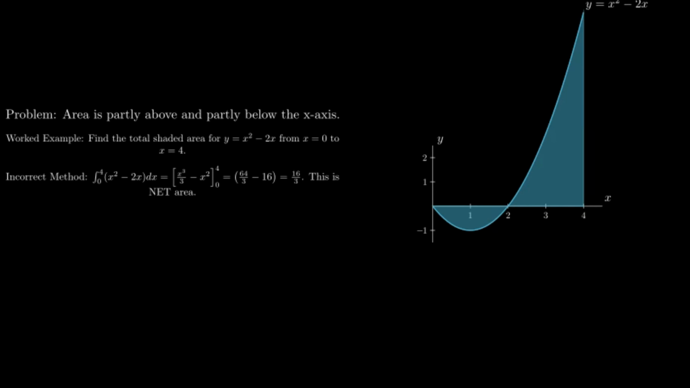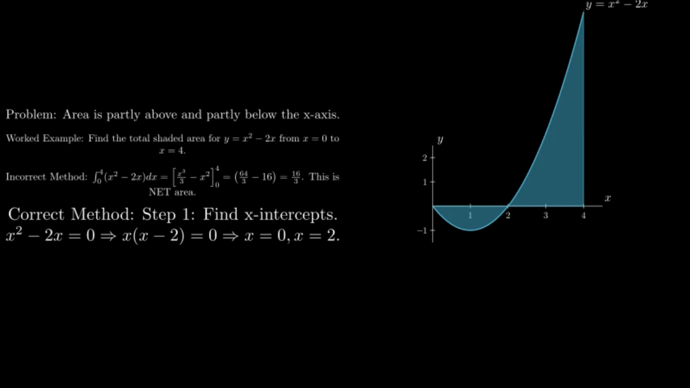If we integrate from 0 to 4, the negative area from the first part will cancel out some of the positive area from the second part. The result, 16/3, is the net area, not the total physical area. To find the total area, we must treat the parts above and below the axis separately.